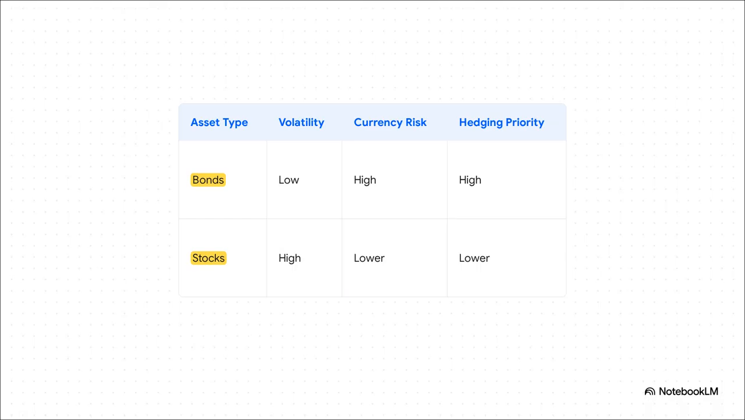That last point on asset type is a really big deal, and this table shows you exactly why. For something with low volatility like a government bond, a 5% currency swing is a massive chunk of your total risk. Hedging there is a high priority. But for volatile stocks that are already bouncing all over the place, currency risk is a much smaller piece of the total risk pie. That makes the decision to hedge, well, less of a slam dunk.